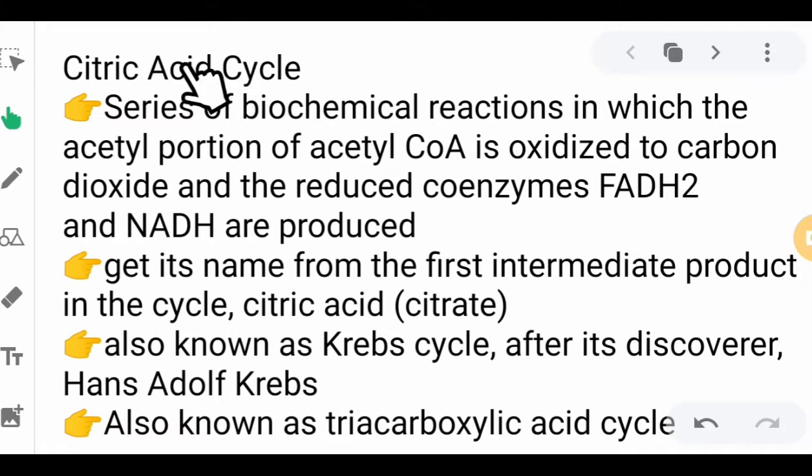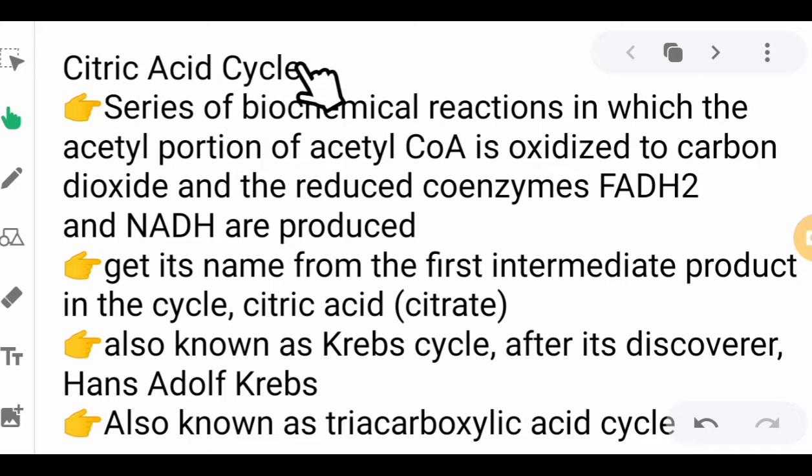We can define the citric acid cycle as the series of biochemical reactions in which the acetyl portion of acetyl-CoA is oxidized to carbon dioxide gas and the reduced coenzymes flavin adenine dinucleotide and nicotinamide adenine dinucleotide are produced.